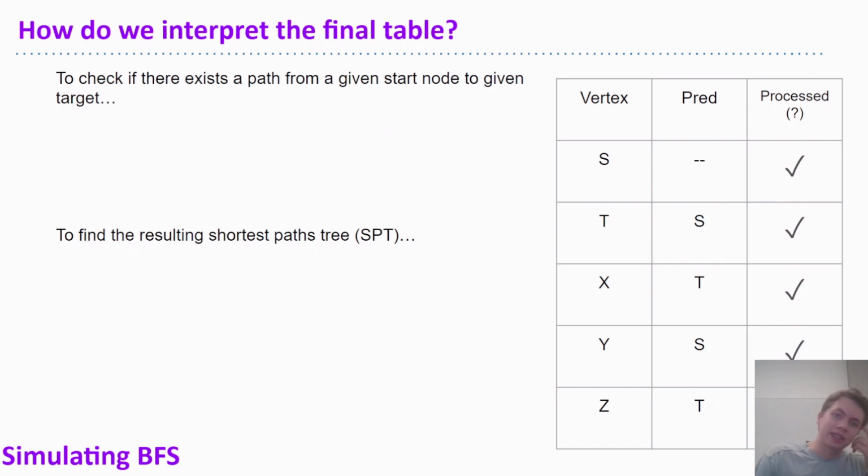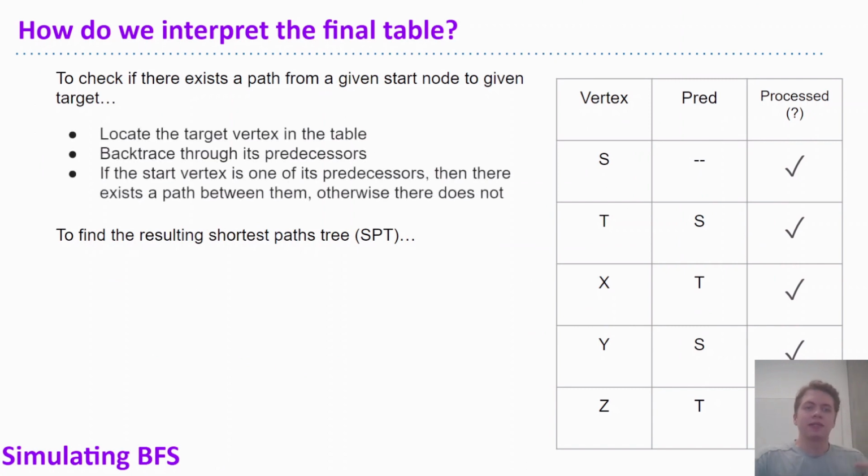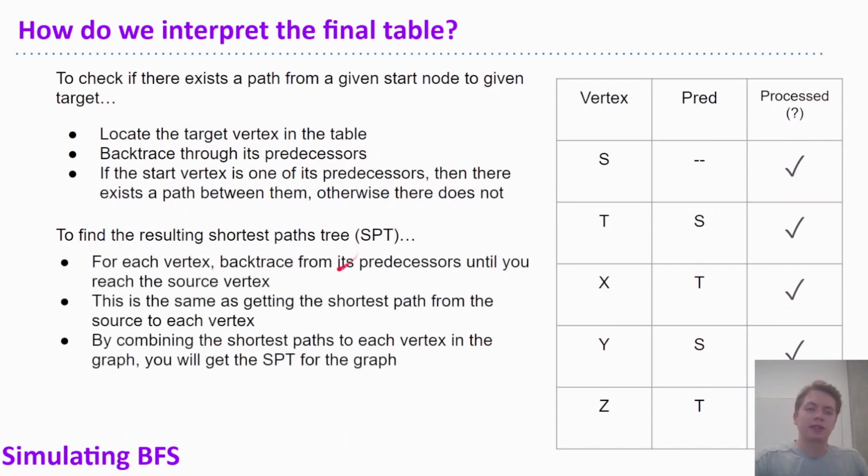And how do we interpret this final table? Well, this is kind of the process that I just walked through. Essentially, we can locate a target vertex and then follow the chain of predecessors to see if there's actually a path between the starting vertex and the vertex that we're curious about. And then to find the shortest path tree, we do the same process, but for all the vertices. If we follow the individual paths from every vertex to the starting vertex, then all that set of unique edges will be our shortest path tree.